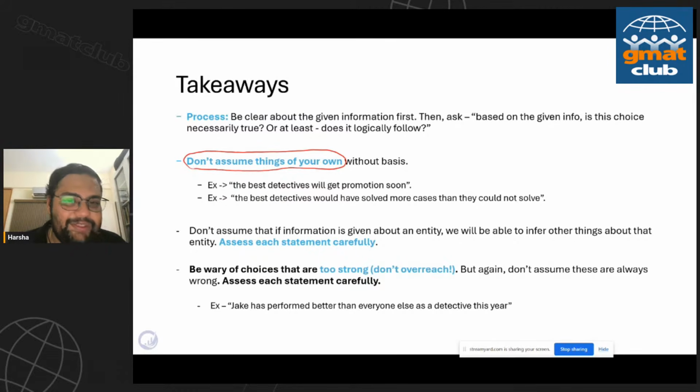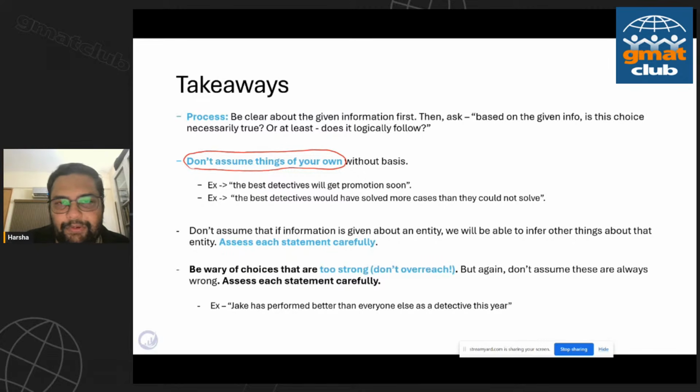Don't assume things of your own. For instance, best detectives, they will get a promotion. That's an assumption. The best detectives would have solved more cases than they could not solve. It's an assumption. Without a very, very, very strong basis, let's not assume stuff, right? That's very important as a way to solve inference questions, right?